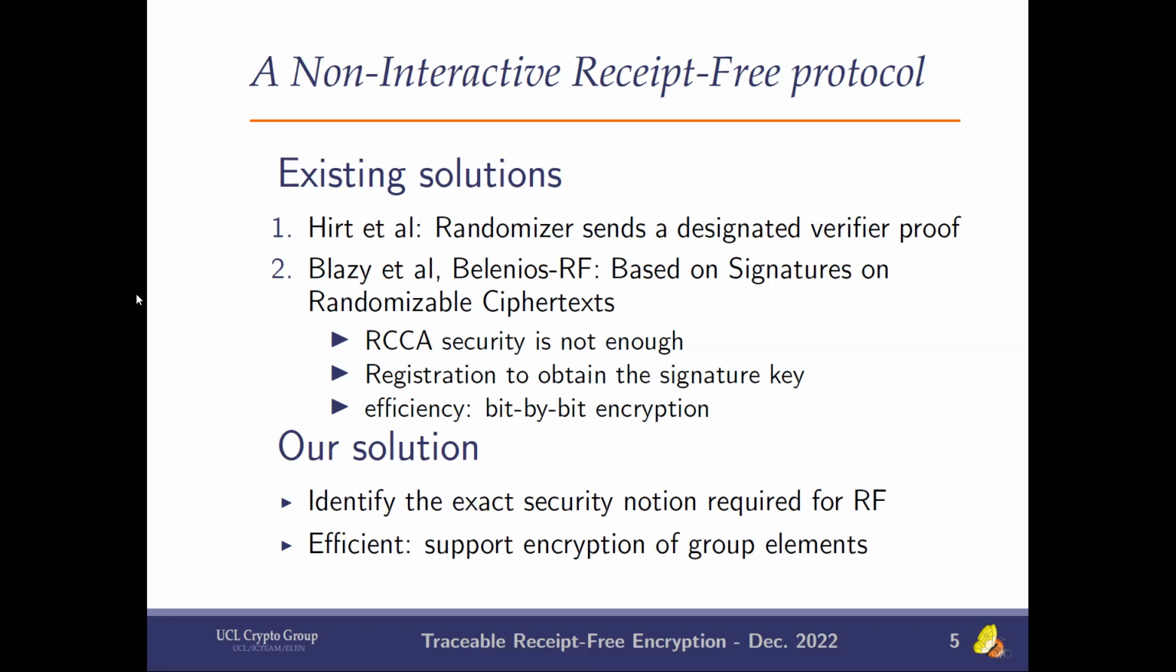And so in our solution, we identified the exact security notion that we need for receipt-freeness, a bit like NMCP security is enough for ballot privacy. We try to point out which exact security notion is required for receipt-freeness. And then we construct, for this new primitive, new constructions that support encryption of group elements that are more efficient than the bit-by-bit encryption.